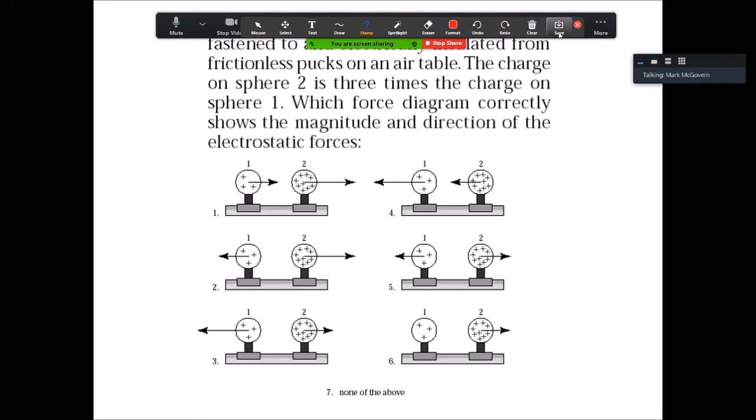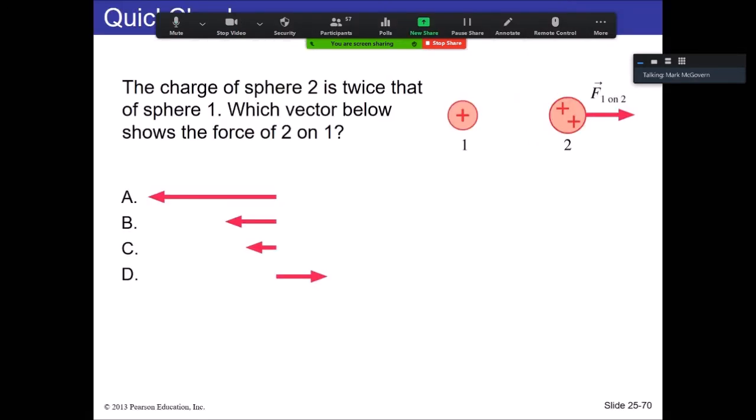No, stop with the question marks. Okay. The charge of sphere 2 is twice that of sphere 1. Which vector below shows the force of 2 on 1? So, which vector am I going to throw in here?